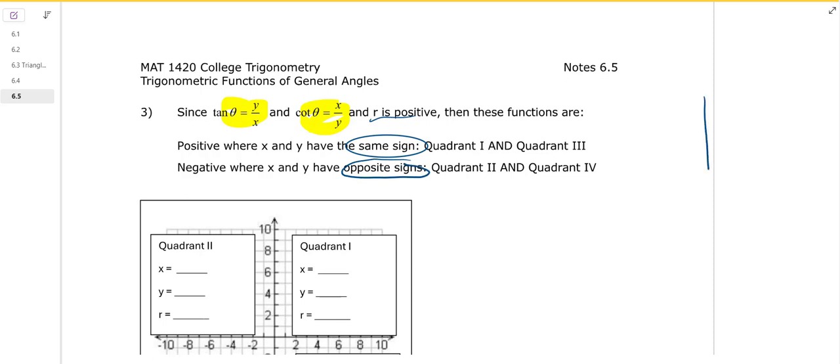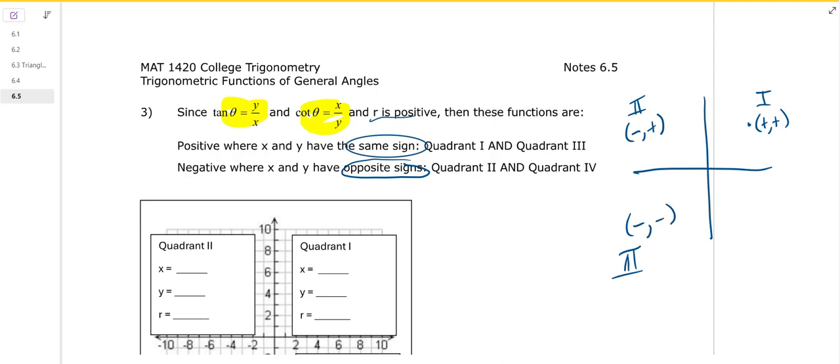If you look at this, the way this would work, again: quadrant 1, you have a positive x and a positive y. Quadrant 2, you have a negative x and a positive y. Quadrant 3, you have negative x, negative y. And quadrant 4, you have positive x and negative y.